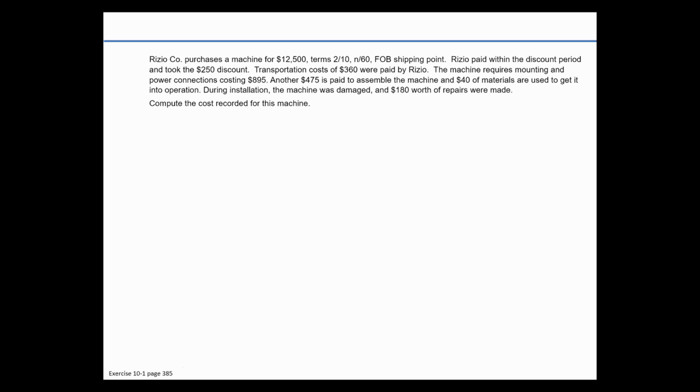Transportation cost was $360. That was paid by Rizzio. The machine requires mounting and power connections that cost $895. Another $475 was paid to assemble the machine and $40 for materials used to get it into operation. Upon installation, the machine was damaged and $180 worth of repairs were made. And so we're going to compute the cost for this machine.